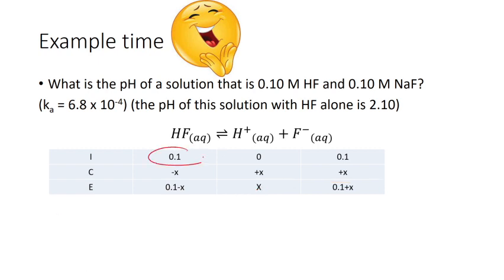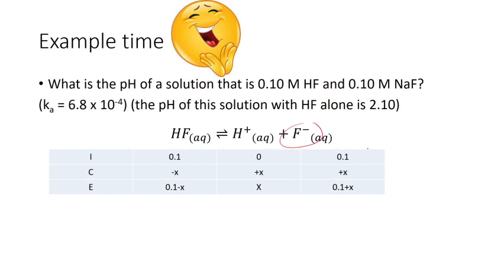When we fill in values of the ICE table, keep in mind that the concentration of our hydrofluoric acid is 0.1 molar. The concentration of our sodium fluoride is also 0.1 molar. And what this means is that because this is a very soluble ionic compound, the concentration of both sodium and fluoride are going to be 0.1 molar to start out here. But the one that we're concerned about is fluoride because it is a common ion.